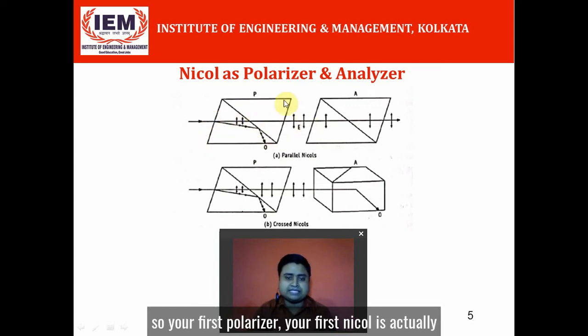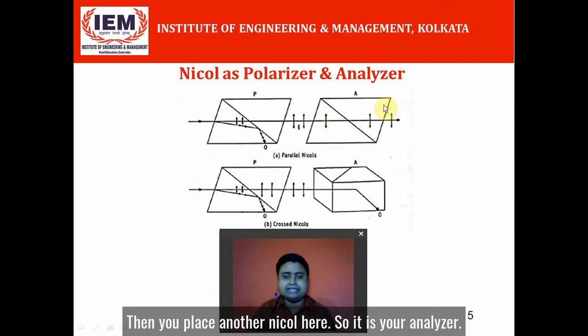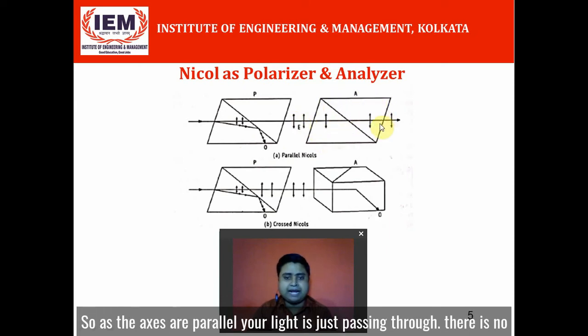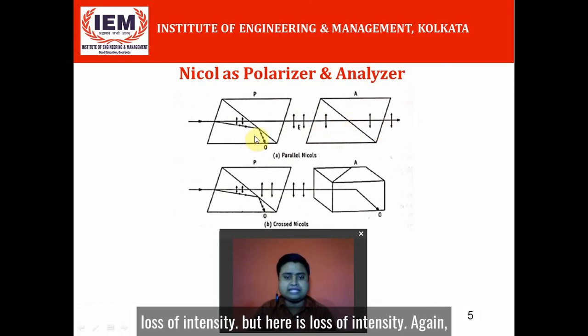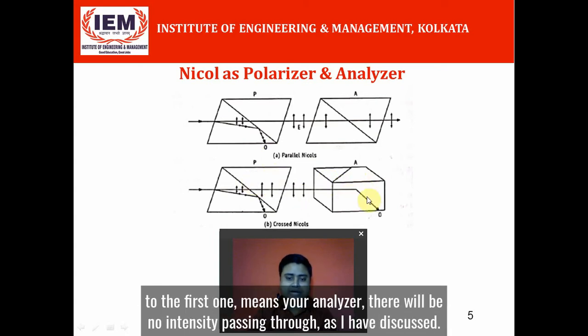So your first nickel is actually polarizing the light. So it is acting as polarizer. Then you place another nickel here. So it is your analyzer. As the axes are parallel, your light is just passing through. There is no loss of intensity. Here is loss of intensity. Again, if you put your nickel at 90 degrees with comparison to the first one, your analyzer, there will be no intensity passing through, as I have discussed.